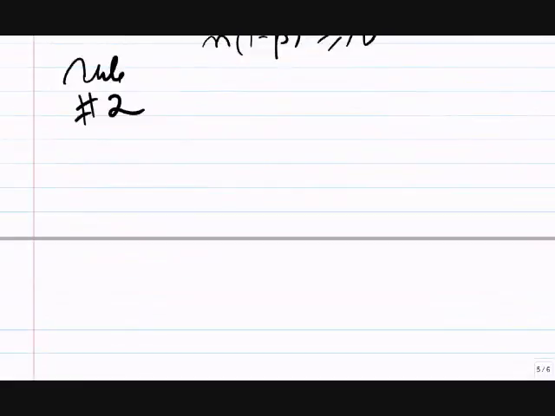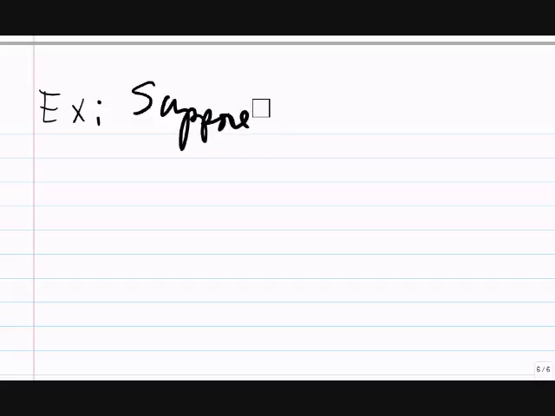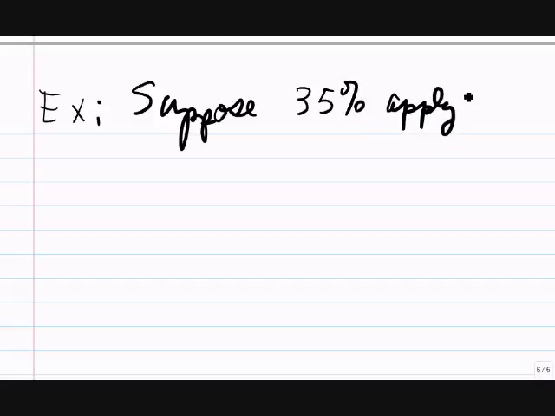All right, so let's see how we can use these proportions. For example, let's suppose 35% of college applicants apply to more than one college. Okay, so we will test claims like this.